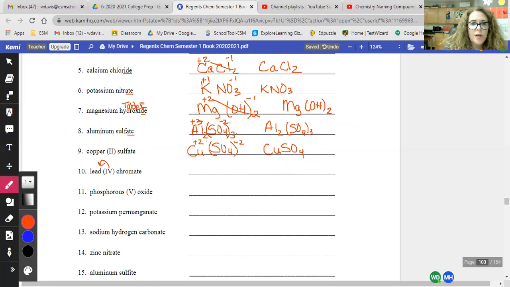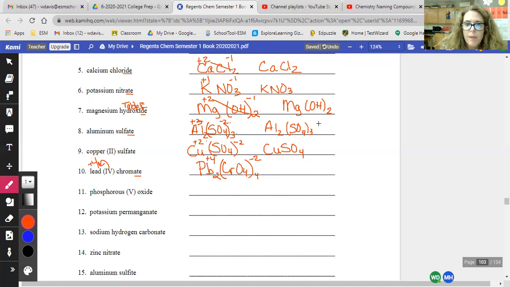Lead, Roman numeral 4 tells me the lead's +4. Chromate means I need to go find that on my reference tables. So then I am going to write my symbols, Pb, and a +4 charge. And now my chromate, make sure you're finding just chromate and not dichromate. So CrO4, right? Because they're both on table E and there's a difference. Now I need the charge of the chromate, and that's a -2. So now we can crisscross. I'm going to bring this 4 down here. I'm going to bring this 2 down here.